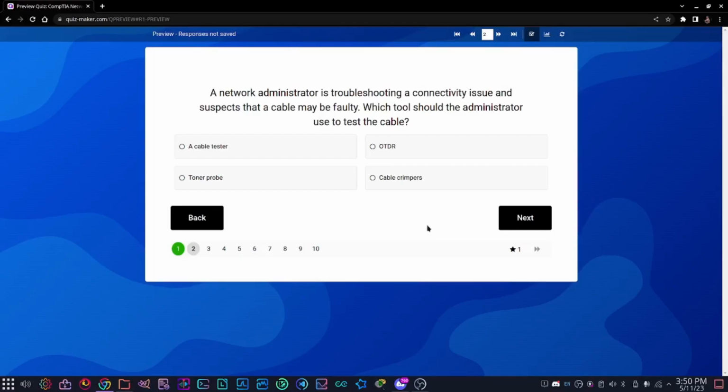Question 2. A network administrator is troubleshooting a connectivity issue and suspects that a cable may be faulty. Which tool should the administrator use to test the cable? We have a cable tester, an OTDR, a toner probe, or cable crimpers. This is a very easy one, very self-explanatory. It's going to be a cable tester.